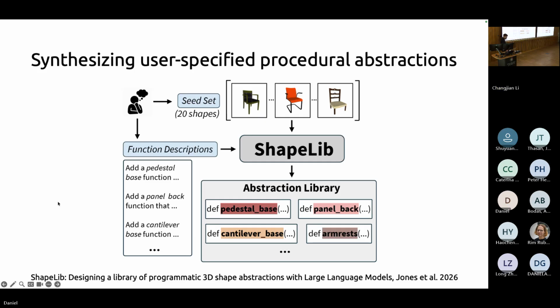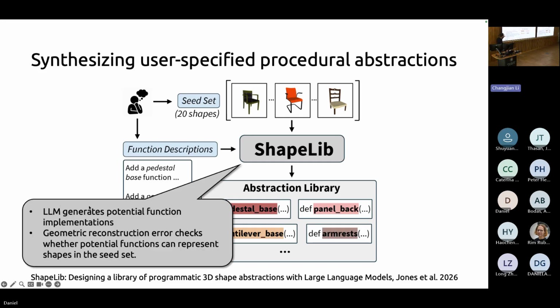And then the system goes ahead and just generates a library of these procedural subroutines, which implements the functions they've asked for. And the way this works is the large language model generates these implementations, but as we know, LLMs hallucinate and they're not amazing at 3D spatial reasoning. So we actually use some geometric reconstruction checks to verify that the implementations it came up with are actually capable of reproducing the geometric patterns that we see in the small set of examples that were given. It's kind of like our library of test cases, if you will.